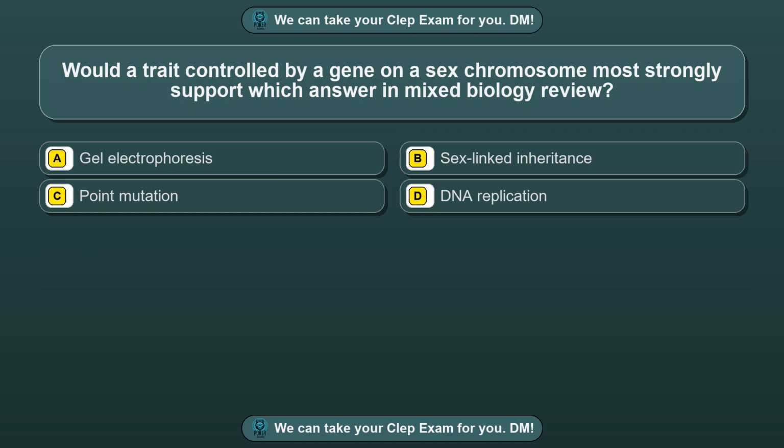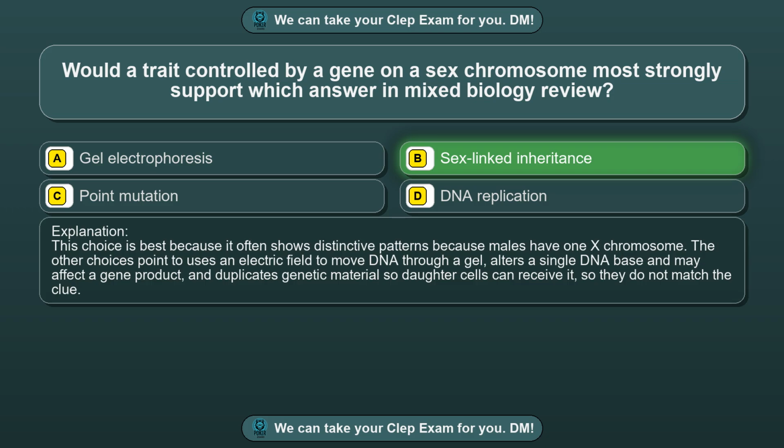Question 78. Would a trait controlled by a gene on a sex chromosome most strongly support which answer in mixed biology review? Option A, gel electrophoresis. Option B, sex-linked inheritance. Option C, point mutation. Option D, DNA replication. The correct answer is option B, sex-linked inheritance. This choice is best because it often shows distinctive patterns because males have one X chromosome. The other choices point to uses an electric field to move DNA through a gel, alters a single DNA base, and may affect a gene product, and duplicates genetic material so daughter cells can receive it, so they do not match the clue.